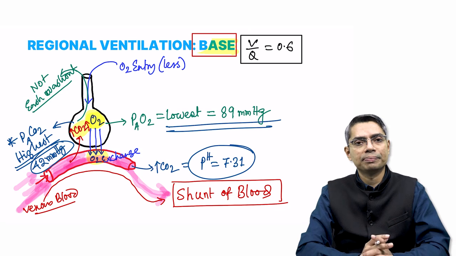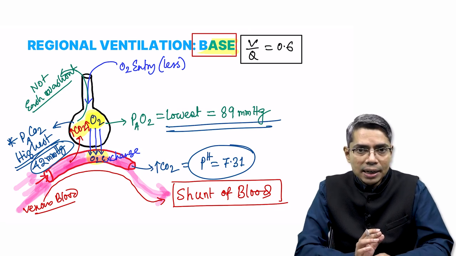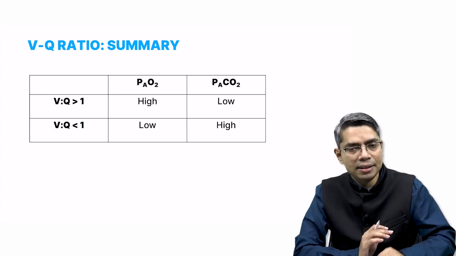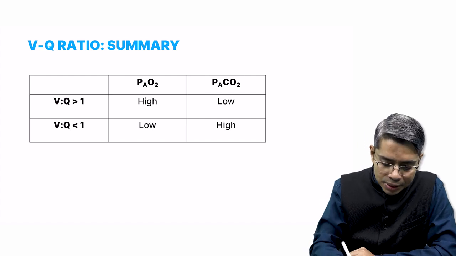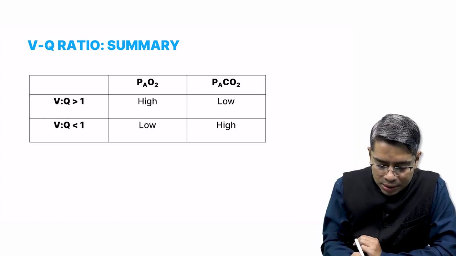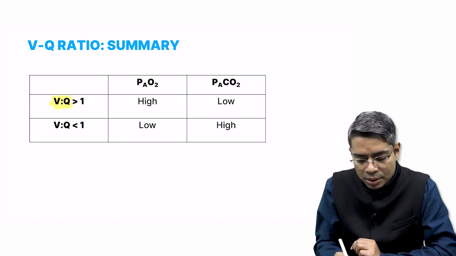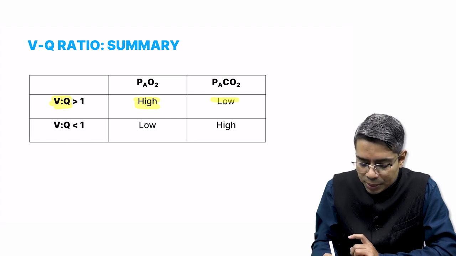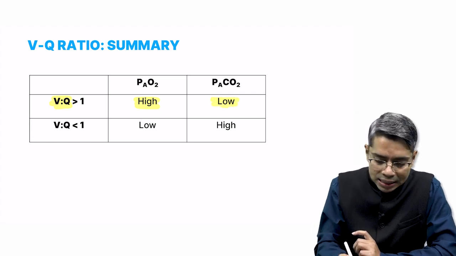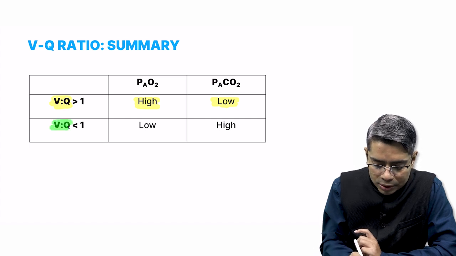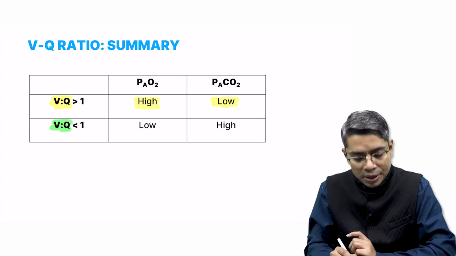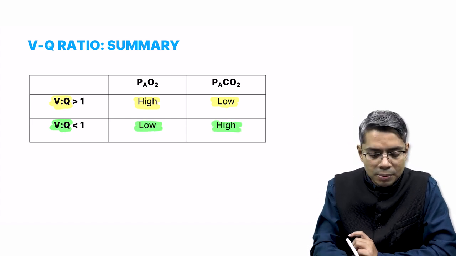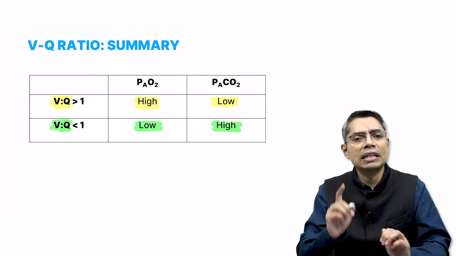So what is the bottom line? Bottom line is that if the VQ ratio is higher than 1, we have seen that if the VQ ratio is 3.3, then what is happening? Partial pressure of oxygen in the alveoli is very high and partial pressure of carbon dioxide is low. And if the VQ ratio is lower, 0.6, as we have seen in the base, then what is happening? Partial pressure of oxygen is low and partial pressure of carbon dioxide is high. This bottom line you have to remember.